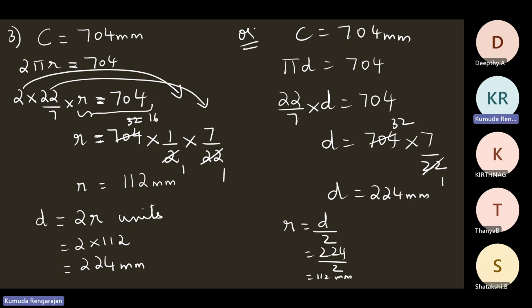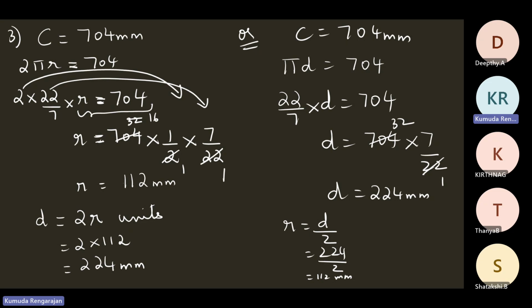Yes, Tanya, tell me what I've done on the screen. What do you understand from what I've worked on the screen? Ma'am, we have to find the radius, ma'am. Okay, so you're given the circumference, right? Yes. Okay. So given the circumference, we'll have to find the radius.